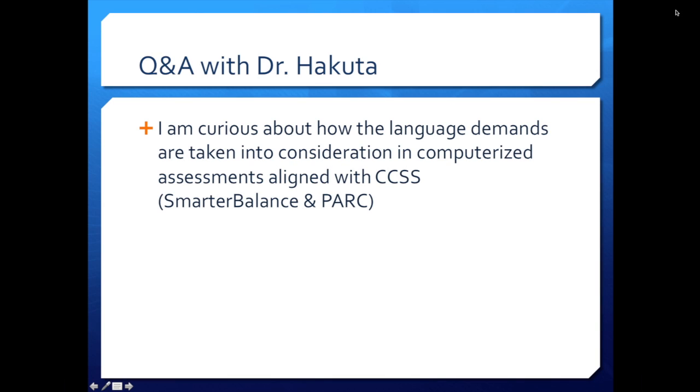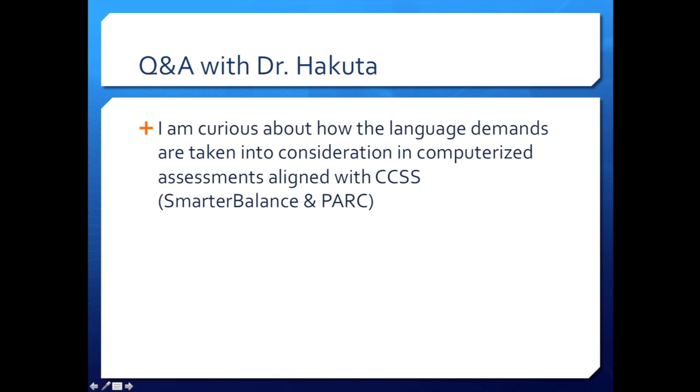The standards themselves do, and then if you look at the sample items that both SmarterBalance and PARC have posted, there's quite a bit. There are discussions around assessment, around accommodation, within both SmarterBalance and PARC, as well as trying to understand the language demands of the items.